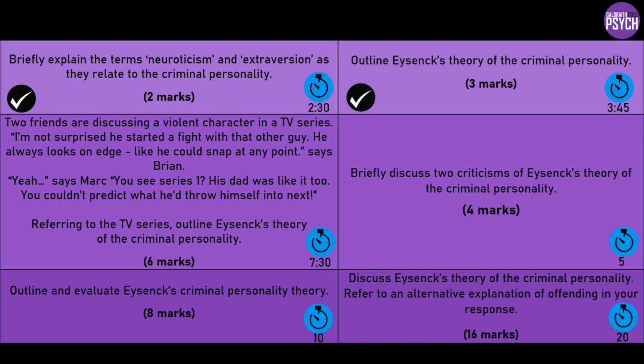And then Mark goes on to talk about how you couldn't predict what he'd throw himself into next. So you could link that into this idea of maybe extraversion. If someone is throwing themselves into different situations, that might suggest that they're maybe seeking risks or danger. Okay, so we've got several points there.